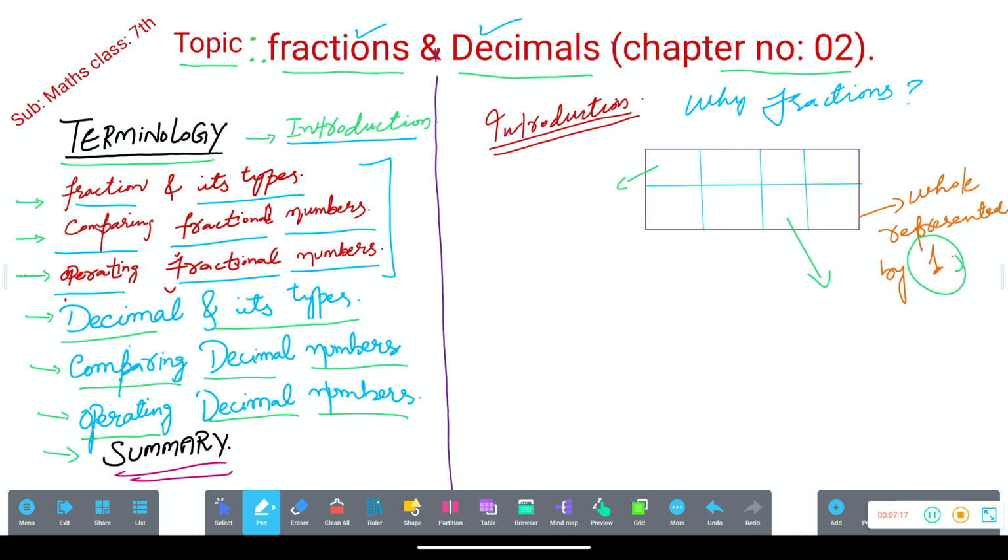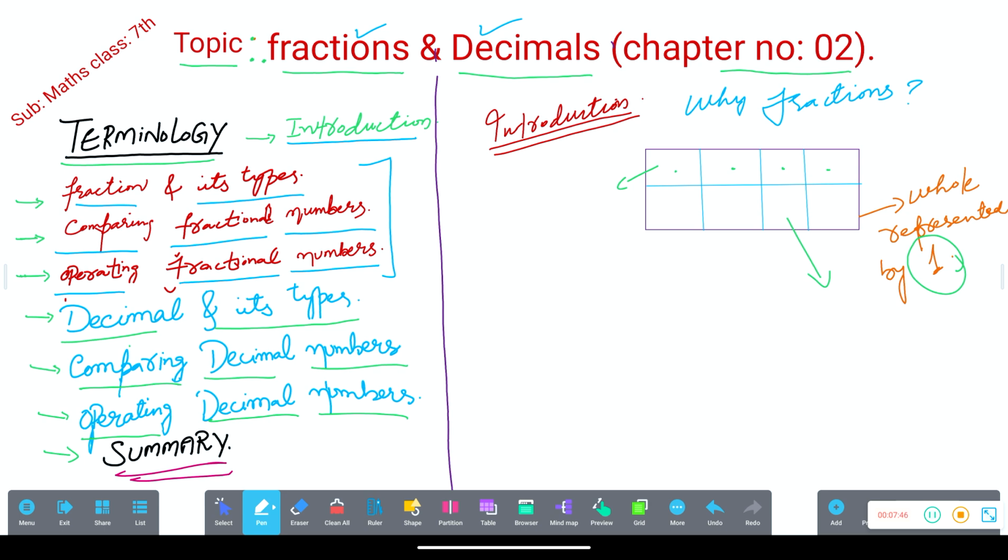Now, the question is that the whole rectangle has been represented by the number 1. Now, how to represent these parts? I know this is one of the parts out of 8 parts. This is another part out of 8 parts. This is another part out of 8 parts. They all are a single part of the whole. Every part here is one of the parts of the whole.